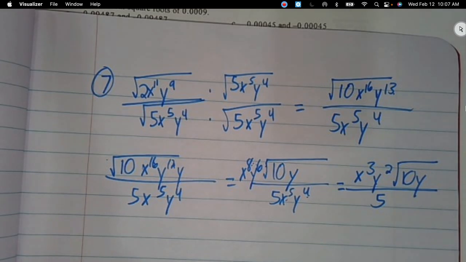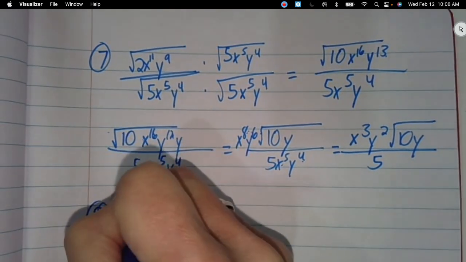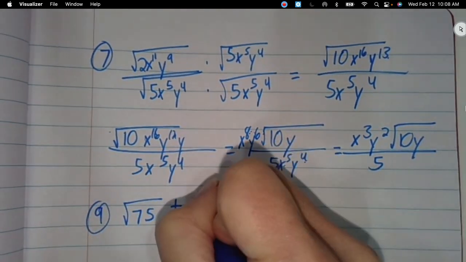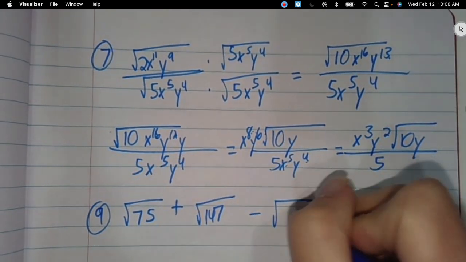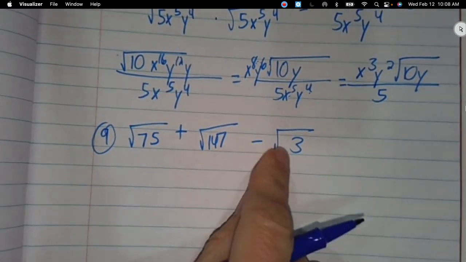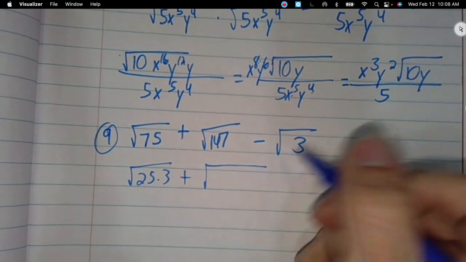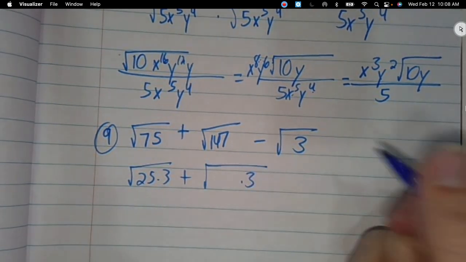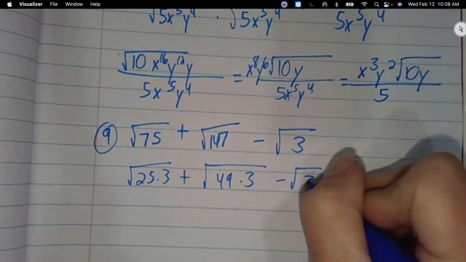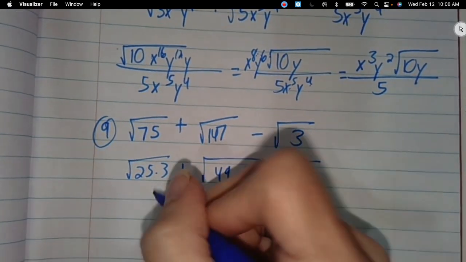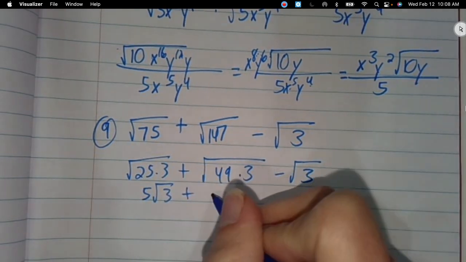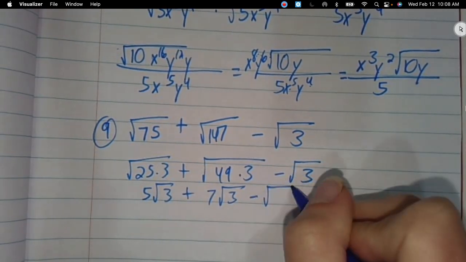Okay. What did I say was next? 9. I skipped number 8, the easy one. Okay. Number 9. I've got the square root of 75, the square root of 147, and the square root of 3. Let me just figure this out. That is 25 times 3. What times 3 is this one? 49. Thank you. So this one is 5 squared of 3 plus 7 squared of 3 minus 1 squared of 3.